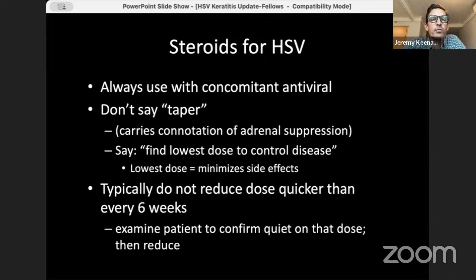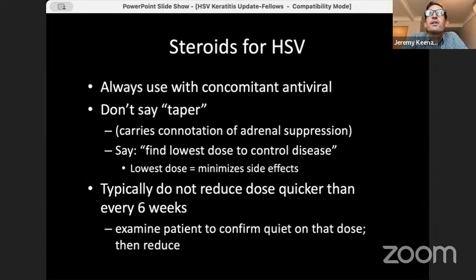And then if it's someone who is quiet and you're just doing this very slow reduction in the steroid, then we'll use Valtrex 1 gram once a day. One thing for us is we don't use the word taper. When you say that you're tapering steroids, the connotation is that the patient does not need the steroid anymore, but you don't want to suppress their adrenal glands.